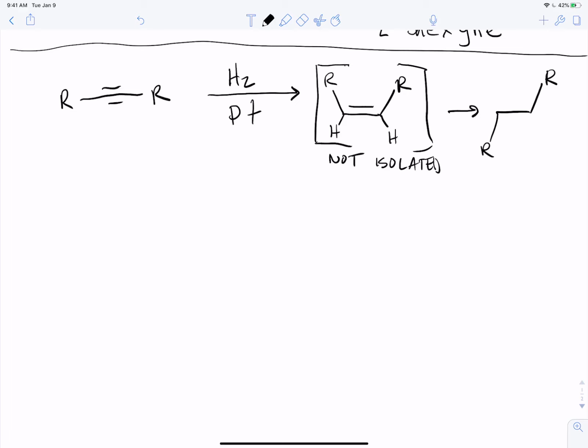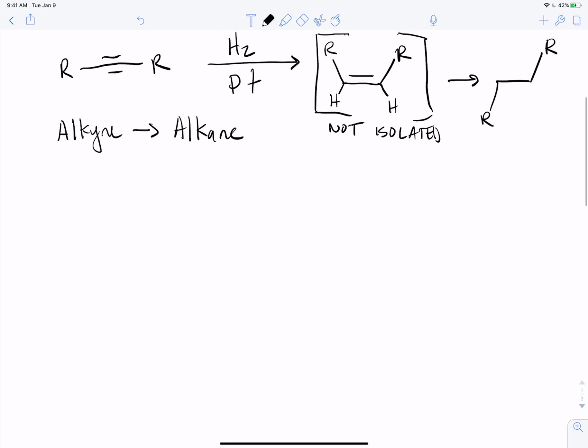Okay, so if I take a precious metal and some hydrogen gas and I bubble it through an alkyne, I can get rid of the triple bond altogether. So, if we wanted to stack this somewhere in our flashcards, you might say something like alkyne to alkane. Okay. But there obviously might be examples or times when you don't want to go from the alkyne all the way to the alkane.